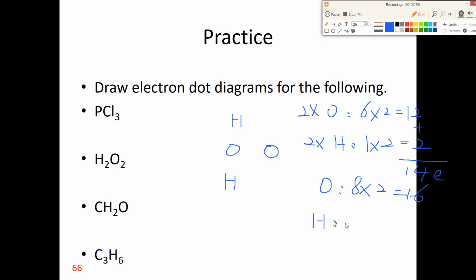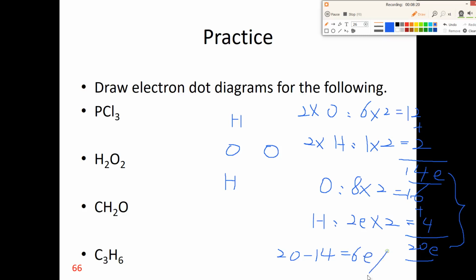Hydrogen, each hydrogen only needs 2 electrons to satisfy octet, not 8. Hydrogen exception. We need 4 electrons. And add up total, we need 20 electrons. So the difference between these two numbers, 20 and 14, the difference 20 minus 14 is 6 electrons.